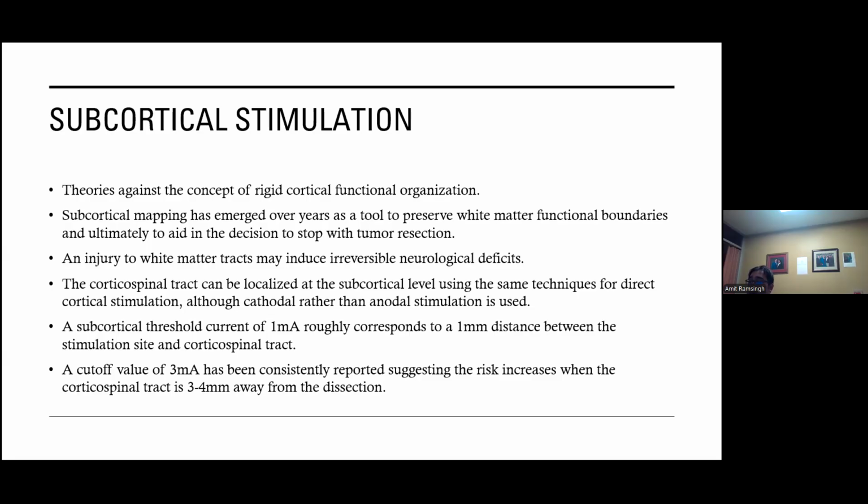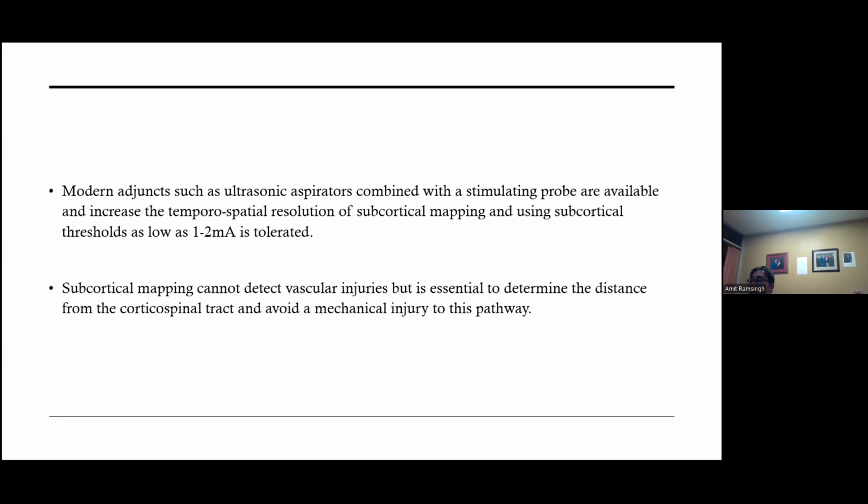An injury to white matter tracts could induce irreversible neurological deficits. The corticospinal tract could be localized at the subcortical level using the same techniques for direct cortical stimulation as described before, although cathodal rather than anodal stimulation is used. In subcortical stimulation, we have a threshold current of 1 milliamp, which roughly corresponds to 1 millimeter distance between the stimulation site and the corticospinal tract. We use a cutoff of 3 milliamps, and this has been consistently reported, suggesting that the risk increases when the corticospinal tract is at least 3 to 4 millimeters away from the dissection.